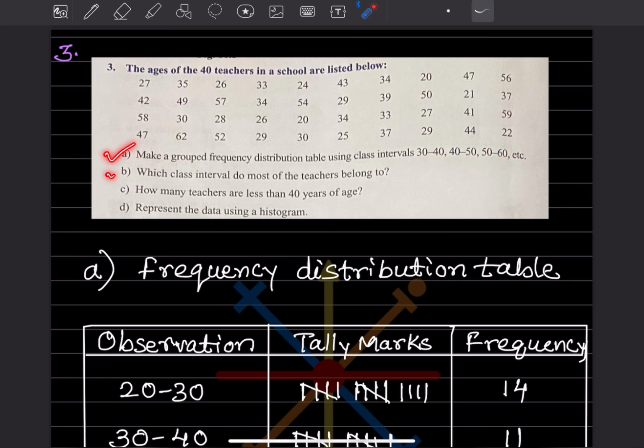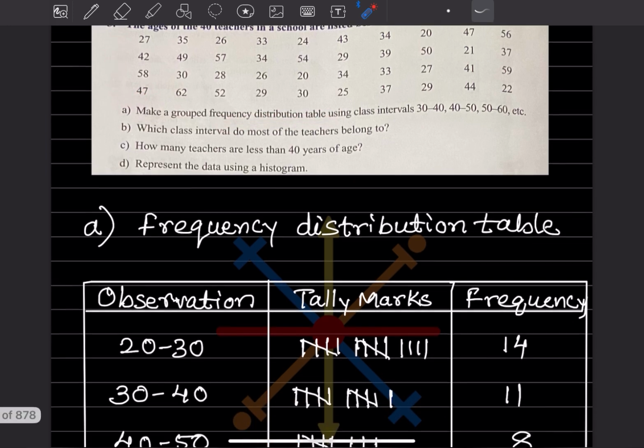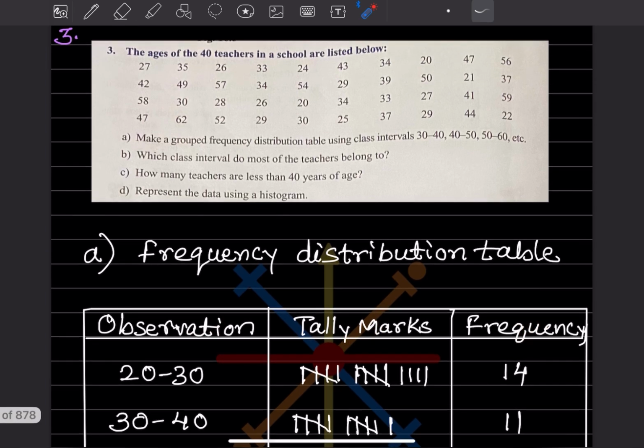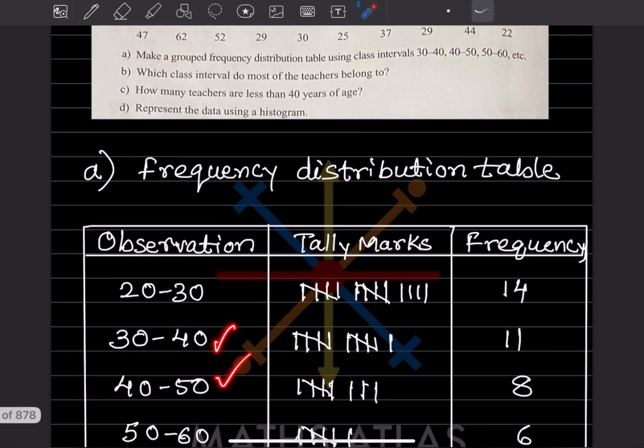First, let us see the A part. So we have to make the frequency distribution table with the help of this list. So here in the first column, you can write your observation or you can write the class interval. Then the tally marks and here the frequency. So first, let us see the lowest number. It is in 20s. So we can take here 20 to 30 because there is a difference of 10 each. So 20 to 30 we'll take in the first one, then 30 to 40, 40 to 50, 50 to 60.